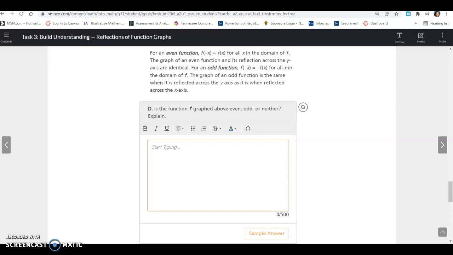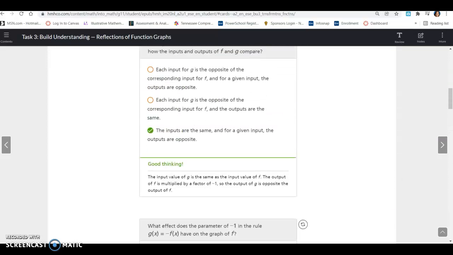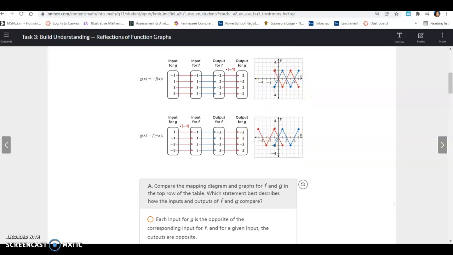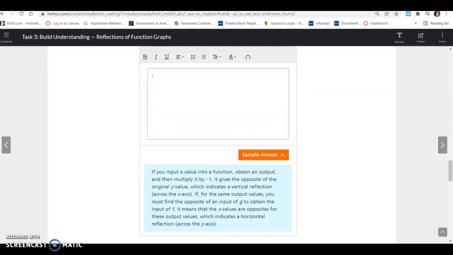All right, so it says, is the function f graphed above even, odd, or neither? All right, so this would be neither, because these are reflections, but it's not across this y-axis here. Okay, so this one is a reflection across the y-axis, and this one is a reflection across the x-axis, but these are not considered even or odd functions. Let's see what this has to say.